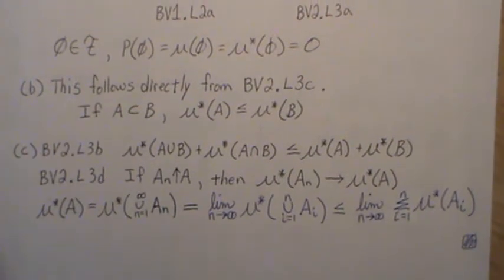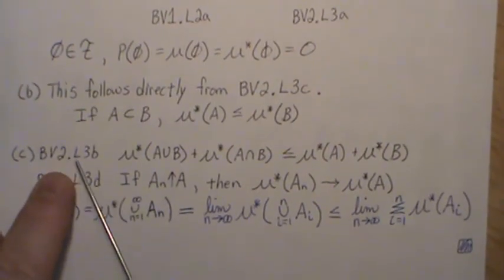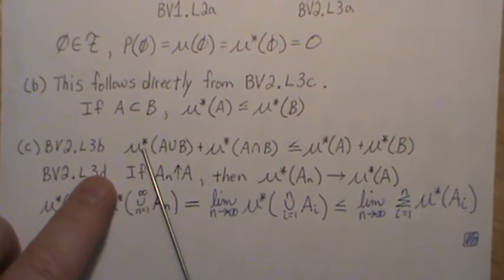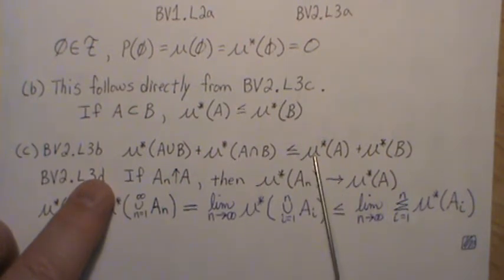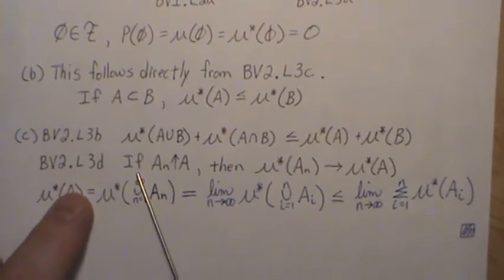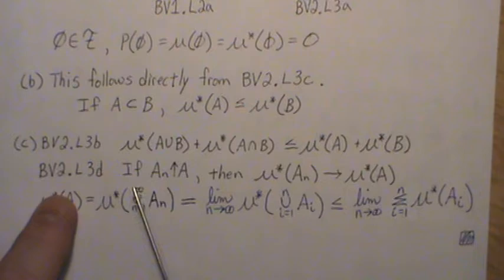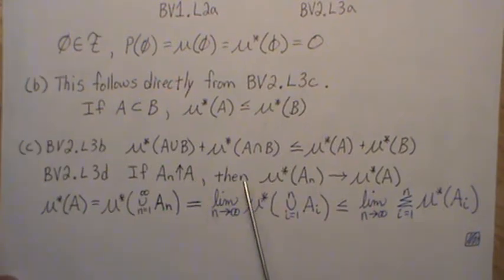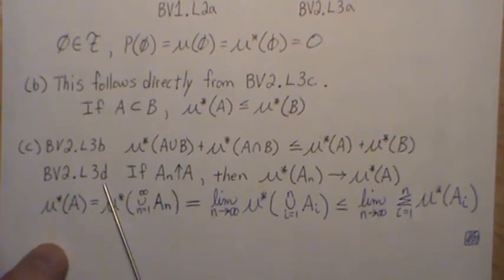Now, to show that it's countably subadditive: in background video 2, lemma 3b, we proved this relationship, that mu star of the union plus mu star of the intersection is less than or equal to the individual measures, mu star of A plus mu star of B. Also in background video 2, lemma 3d, we showed that if we have increasing sets A_n that limit to A, then the measure of A_n limits to the measure of A. That was proved in this lemma.